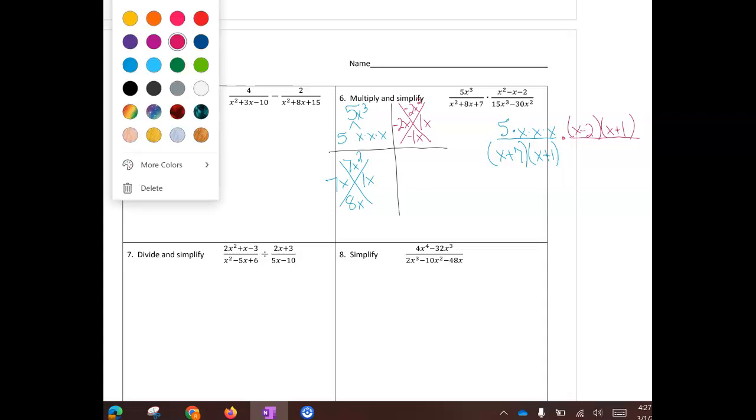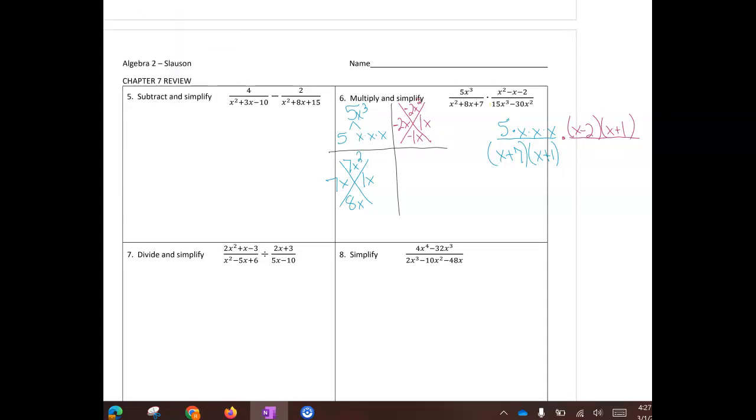Finally, my right denominator. The first thing I notice is I do have a 15 that I can GCF out. So here's the 15. I can also GCF out an x squared, and then I'm left with x minus 2. The 15x squared can factor further, so I'm going to break that into 15 and x squared. 15 can become 5 and 3. X squared can become x and x. So my right numerator is 5 times 3 times x times x times x minus 2.